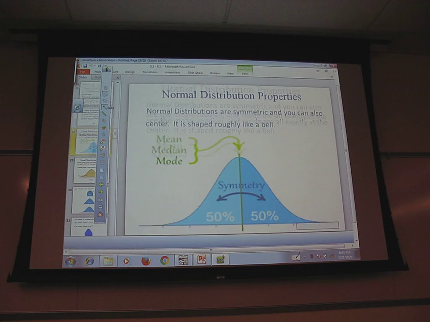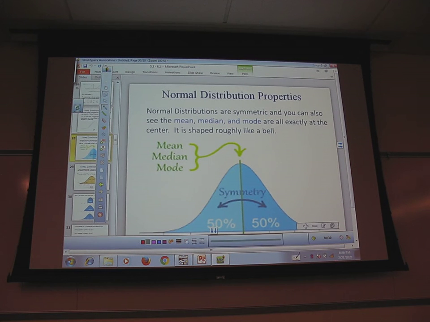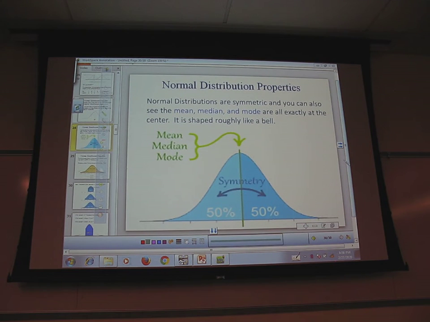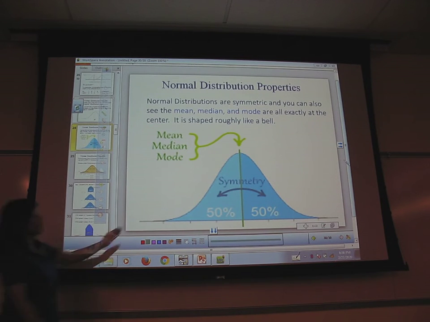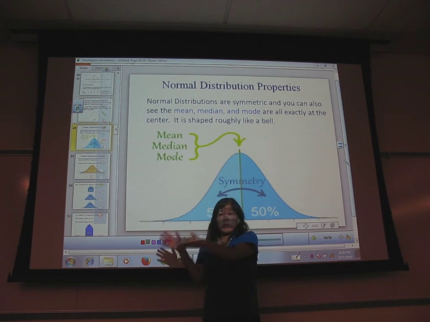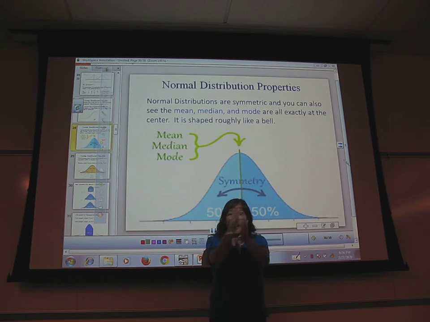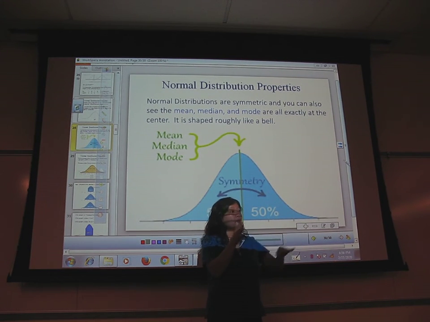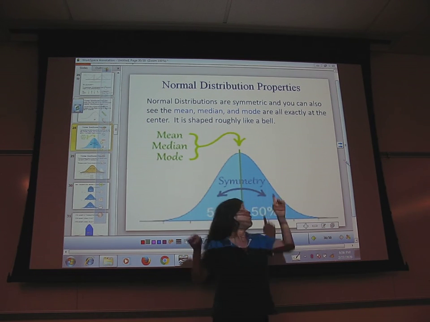More properties. Ian, go ahead. Normal distributions are symmetric, and you can also see the mean, median, and mode are all exactly the same. Right. So the mean, median, and mode are right here, smack dab in the middle, and it's symmetric. The left is the same as the right, which also means that since the median's right in the middle, half is below it, half is above it. Make sense? 50% is here, 50% is there.